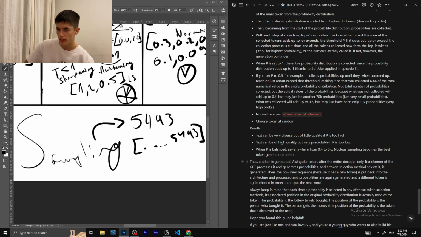Now, always keep in mind that each time a probability is selected in any of these token selection methods, its associated position in the original probability distribution is actually used as the token. I've iterated over this multiple times in this episode. The probability is the lottery tickets bought. The position of the probability is the person who bought it. Well, it's actually the token that is going to be displayed.